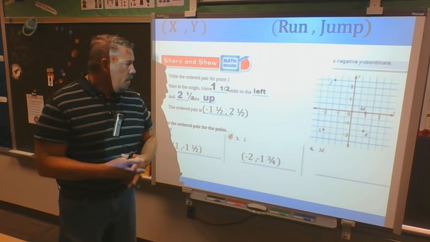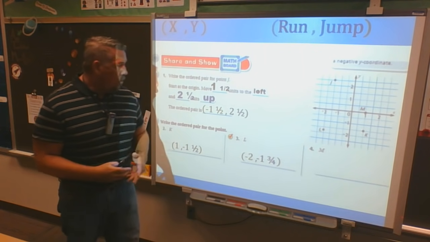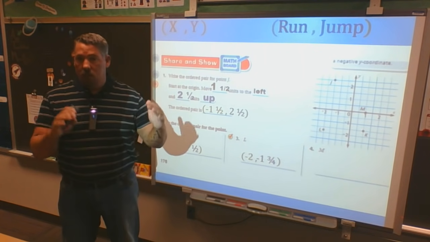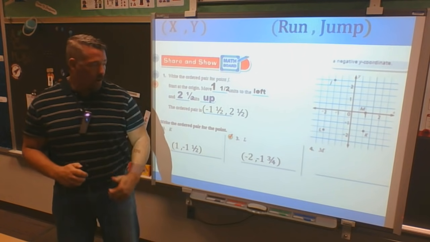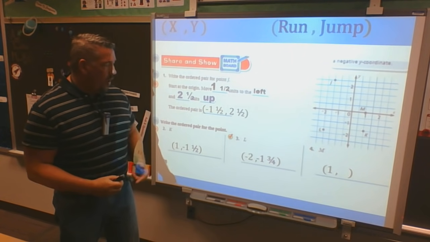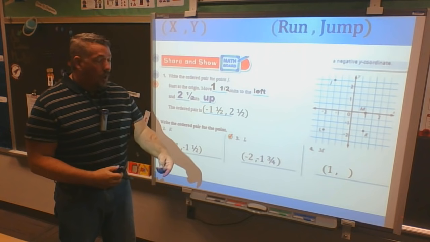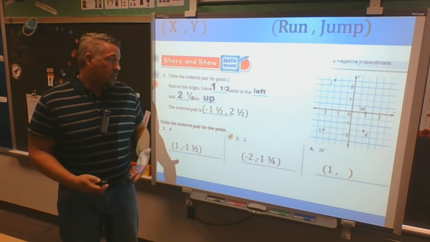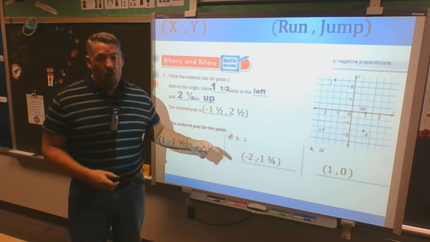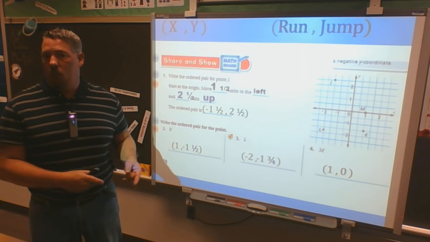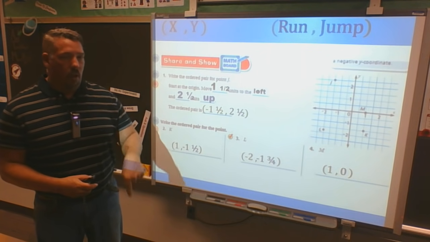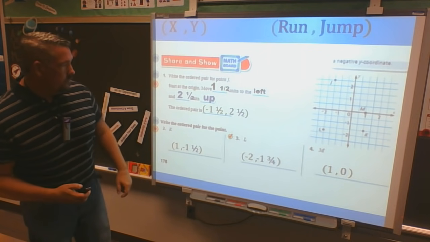All right. And then M tells me to run forward, once again, parentheses separated by comma, running forward for my X, 1, and then I don't go anywhere, right? I'm just stopping there. So I know that has to be a 0 for my Y. I don't jump up and I don't jump down.